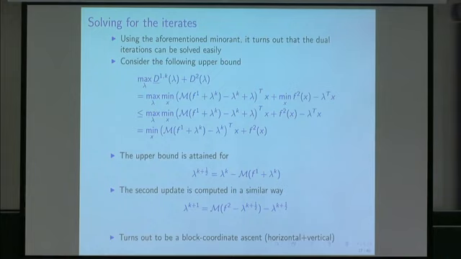And you see the update is very simple. The new Lagrange multiplier is given by the old Lagrange multiplier minus the minorand. So you just need to compute the minorand, that's everything, and subtract it from your multiplier. And for the second update, you get a similar update scheme. When you more carefully investigate what you're doing here, it turns out that if you group your Lagrange multipliers into horizontal and vertical ones, it's nothing else than a block coordinate ascent on horizontal and vertical variables.